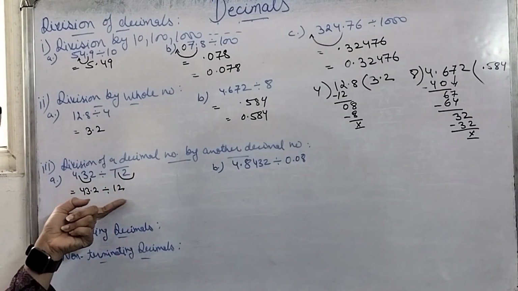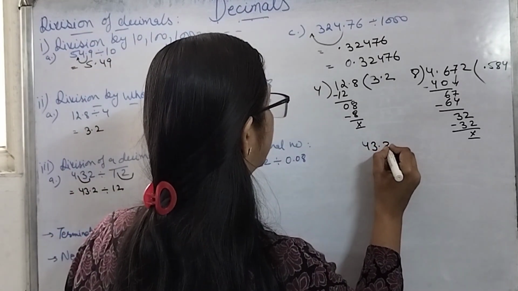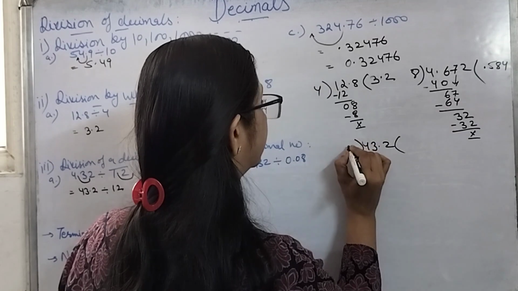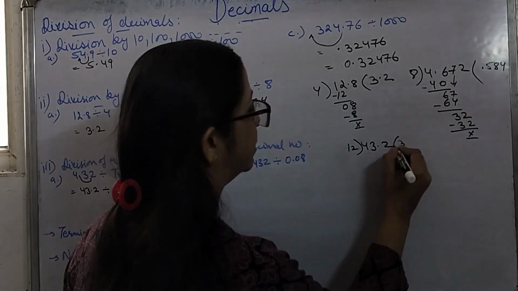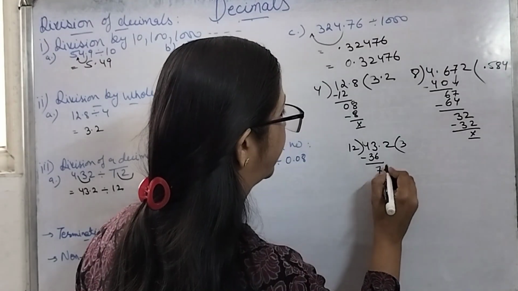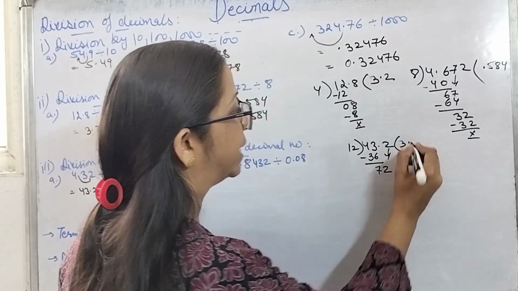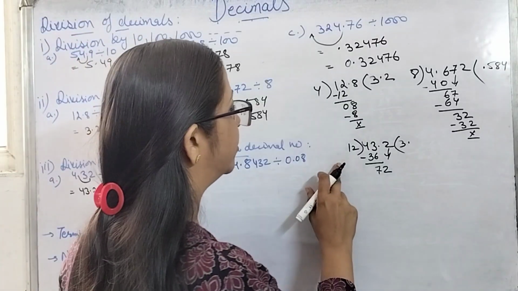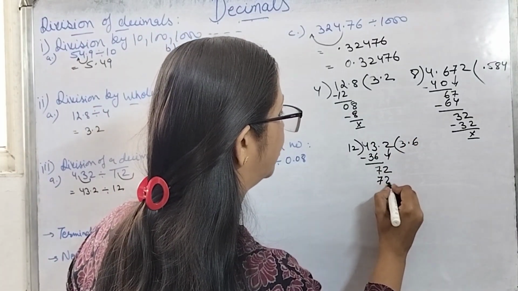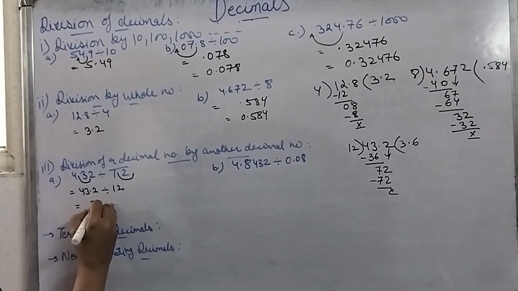So simply now we can divide these two numbers. It is your 43.2 divided by 12. 12 3s are 36. Subtracting it, so it will be 7. Now we are using the digit which is after decimal, so we will be keeping decimal in the quotient. So 12 6s are 72. So when we divide these two numbers, the answer will be 3.6.